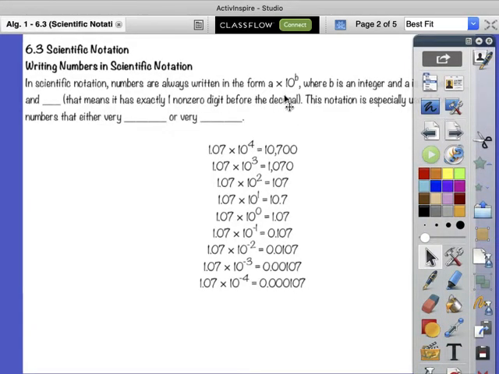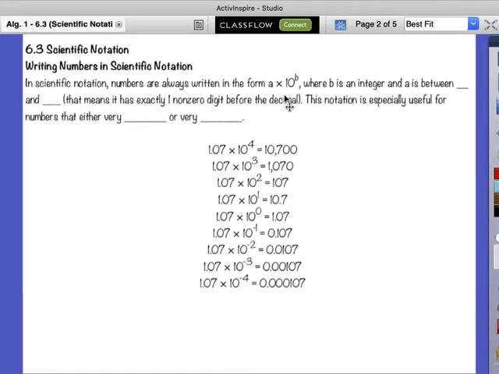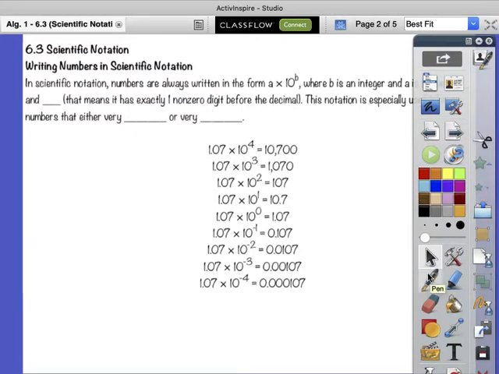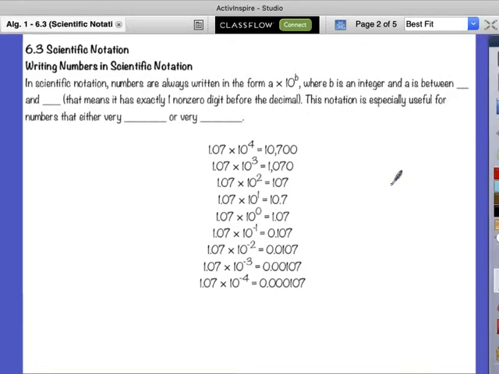Okay, round 2 here. Scientific notation. So, first we're going to learn about writing numbers in scientific notation. In scientific notation, numbers are always written in the form a times 10 to the power of b, where b is an integer.